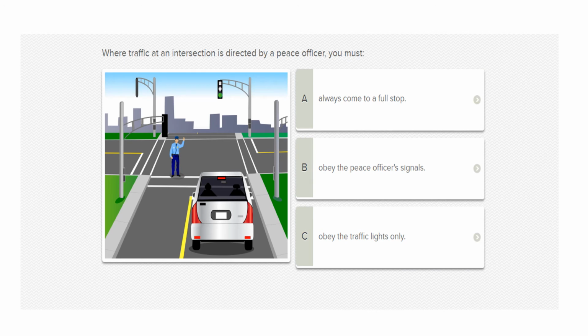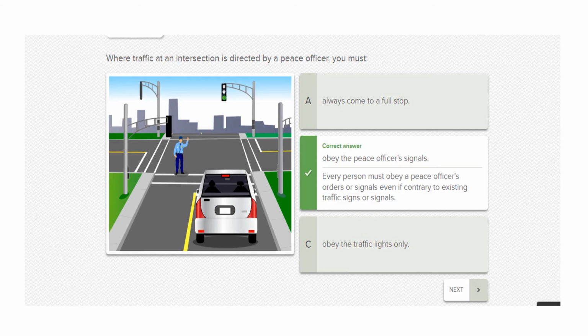Where traffic at an intersection is directed by a peace officer, you must: option A, always come to a full stop. Option B, obey the peace officer's signals. Option C, obey the traffic lights only.